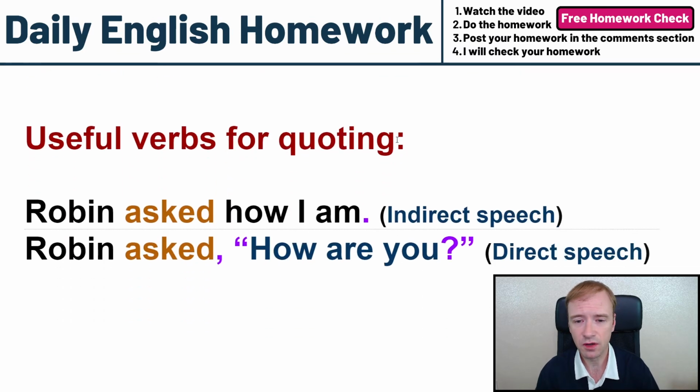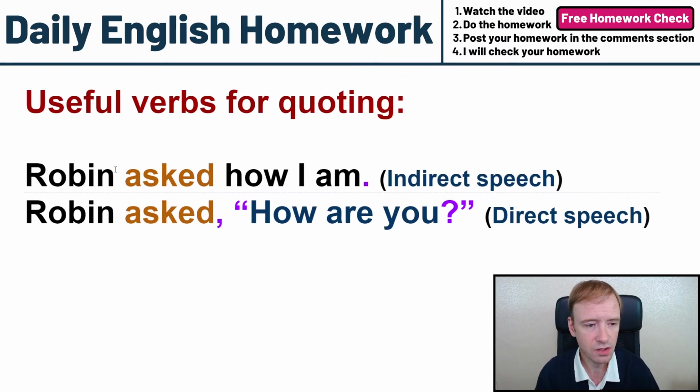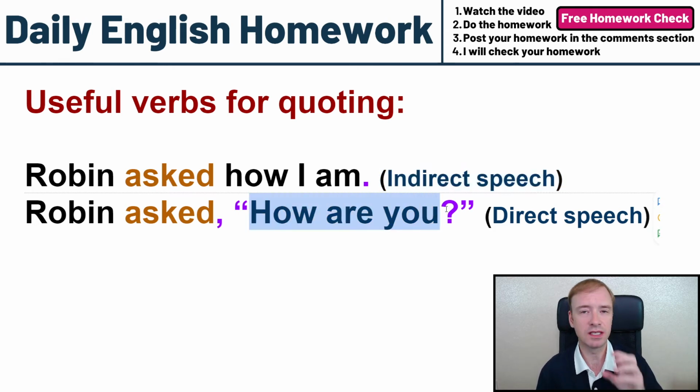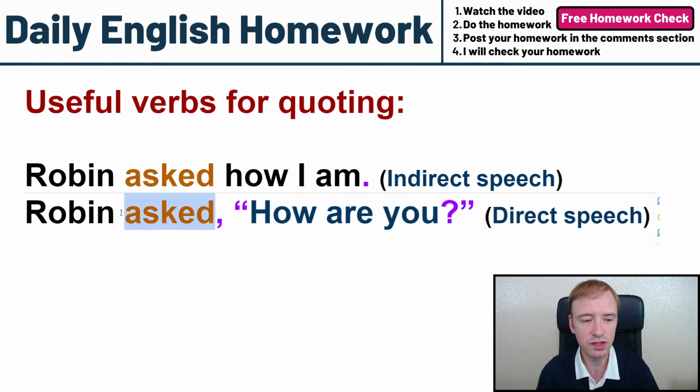Useful verbs for quoting. So Robin asked how I am. This is, again, indirect speech. Robin asked how I am. Robin asked, "How are you?" That's the exact words. So usually with questions, it's good to use asked. If you said, Robin said, "How are you?" That's okay, but a better verb is asked. And notice it's past tense here. That was a finished action.